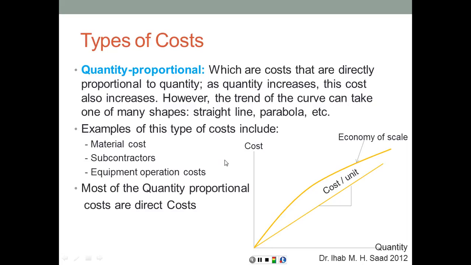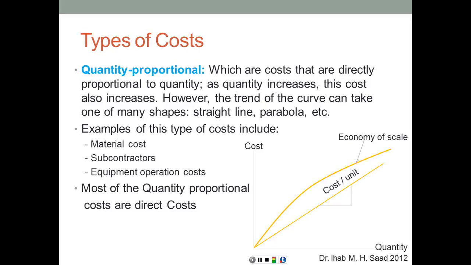The question now is, if we want to calculate the total cost of the project, which is direct plus indirect, in this case it's going to be the once only plus the time related, which are indirect, plus the quantity proportional, which is direct. The dilemma that we have here is, how are we going to add these three costs together?